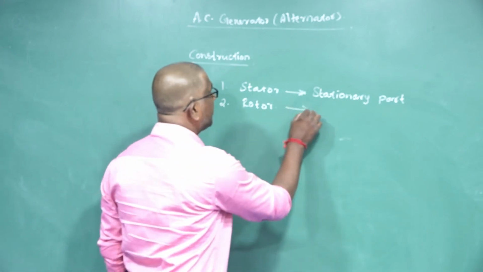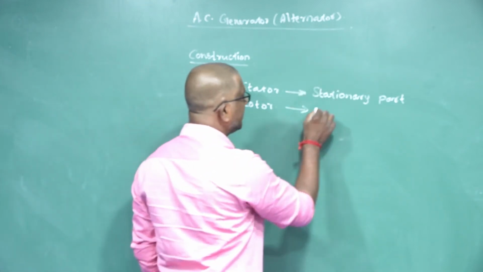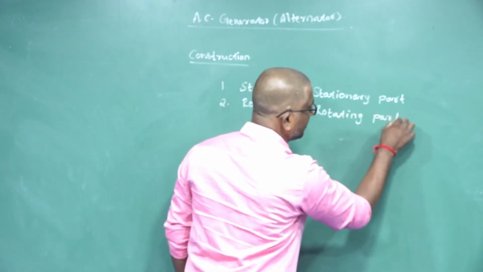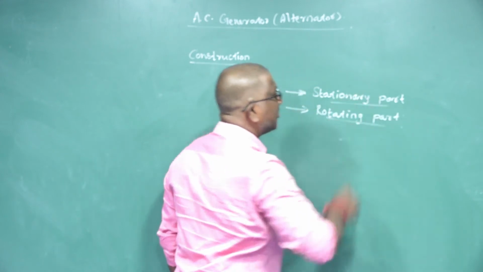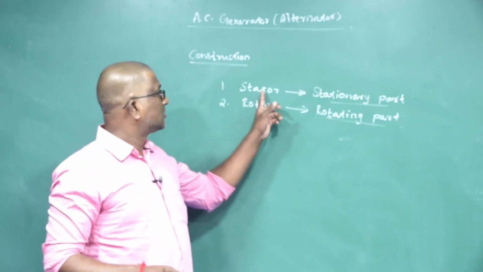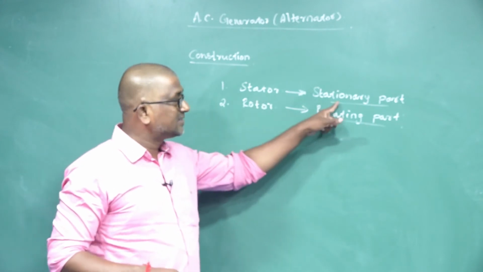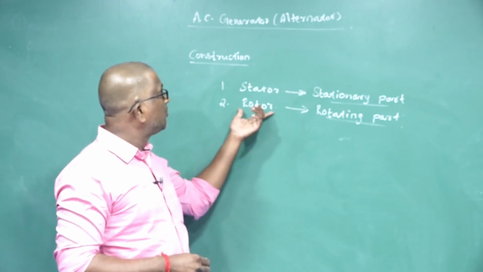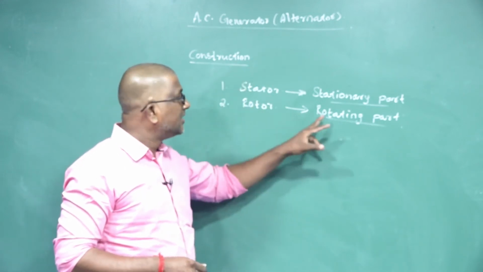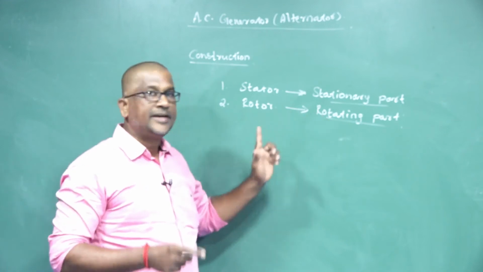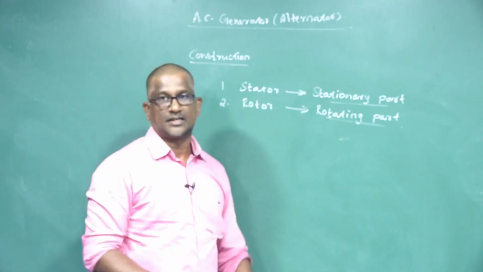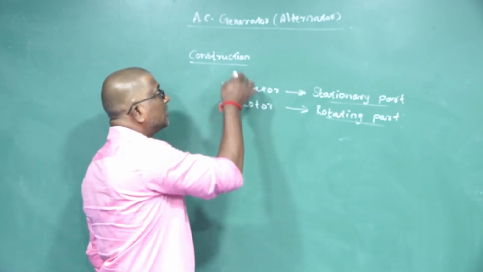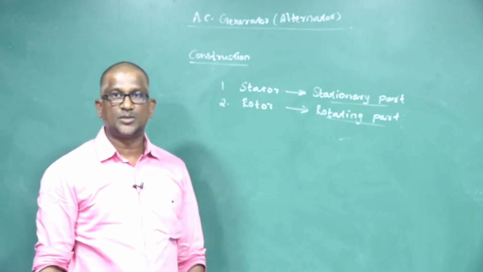The second main part of the generator is the rotor. It is a rotating part, and it always rotates inside the stator. So the stator is the stationary part of the generator and the rotor is the rotating part. These are the two major parts of a generator.